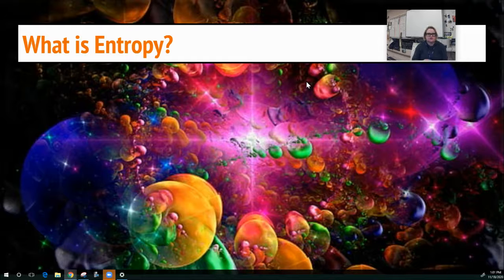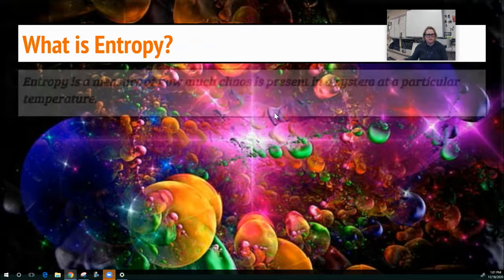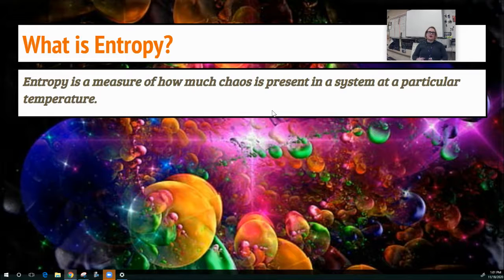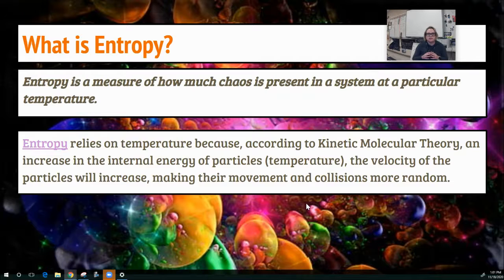So that leads us to the definition of entropy. So what is entropy? Entropy is a measure of how much chaos is present in a system at a particular temperature. Now, one of the things that drives your entropy value is the temperature of the system. It relies on temperature because if we think back to kinetic molecular theory, which we learned in September, an increase in the internal energy of particles, which means an increase in temperature, will increase the velocity at which those particles fly back and forth, and therefore create more collisions between particles, therefore creating more chaos.